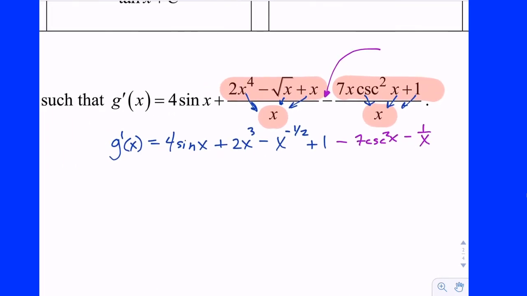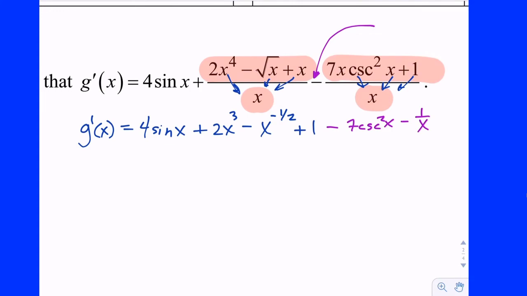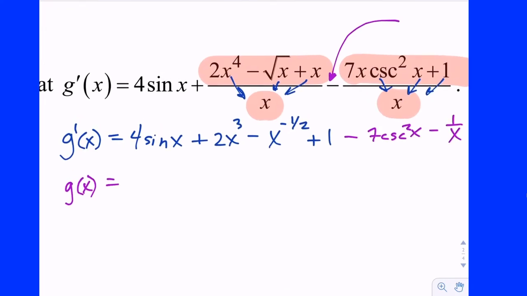All right, I think we're ready to go. Let's do it. Don't forget the all-important left side. What's the antiderivative of g prime? G. Okay, and then over here, the antiderivative of 4 sine of x.